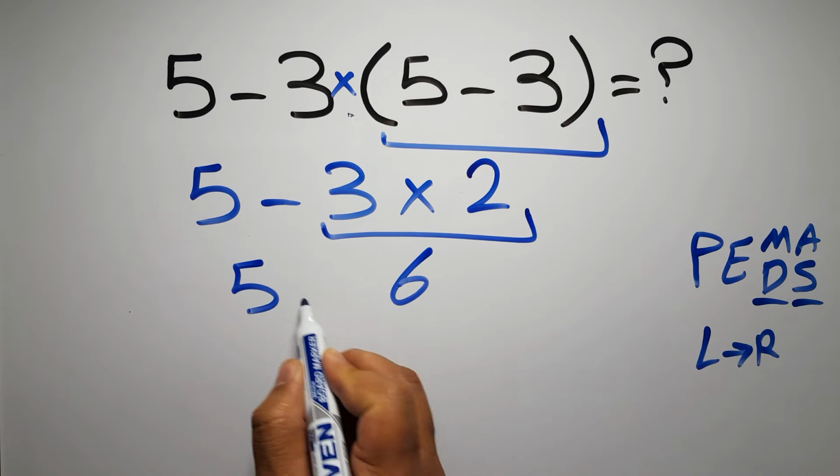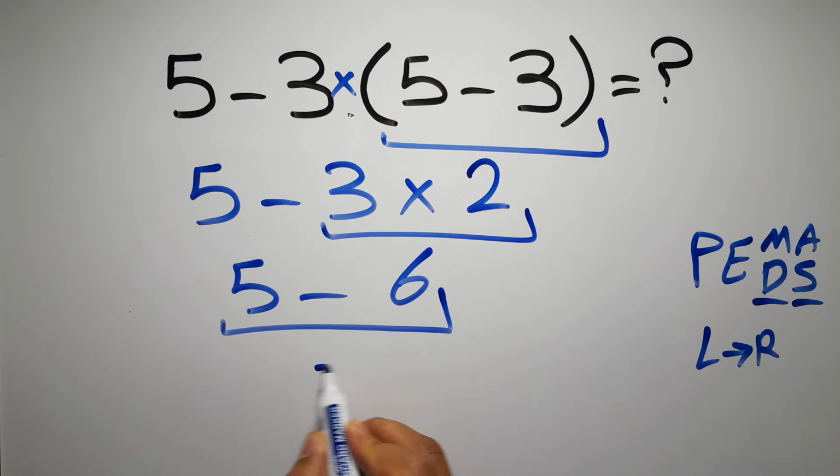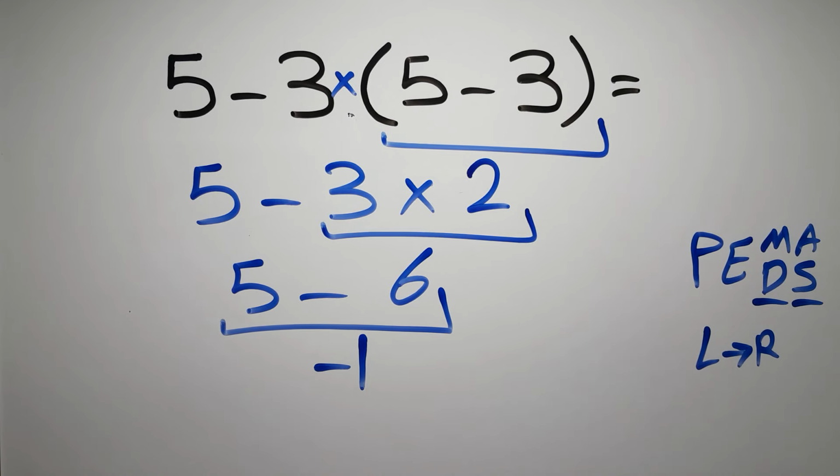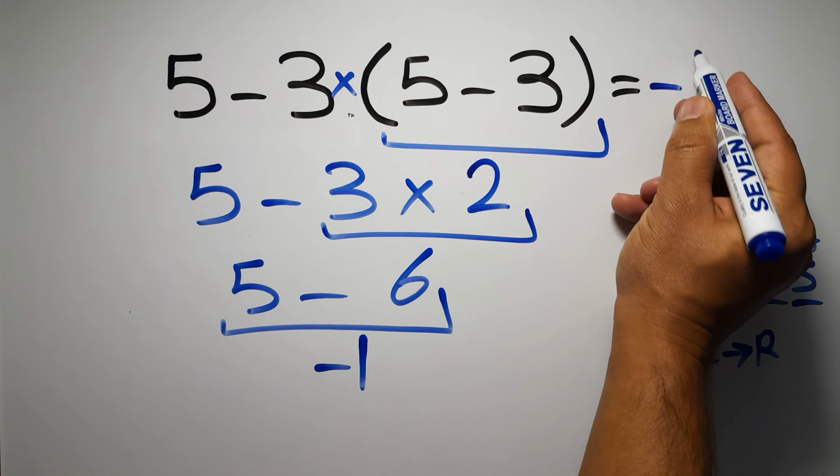So 5 minus 6, which equals negative 1. And this is our final answer to this problem. The correct answer is negative 1.